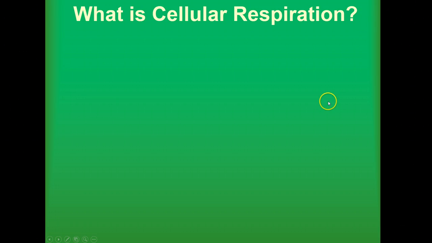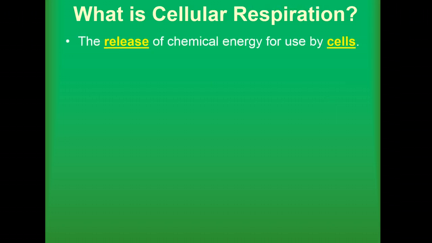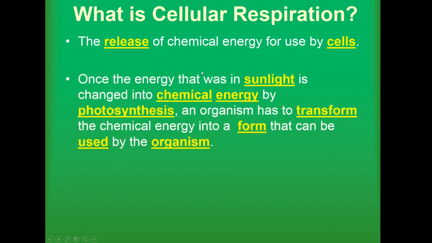Okay, so cellular respiration. This is not like your cells have a set of lungs and they breathe in and out, although it does have something to do with oxygen. This is the release of chemical energy for use by cells. Once the energy in sunlight is changed into chemical energy, or glucose, by photosynthesis, that living thing has to transform the chemical energy into a form that can be used by the organism.